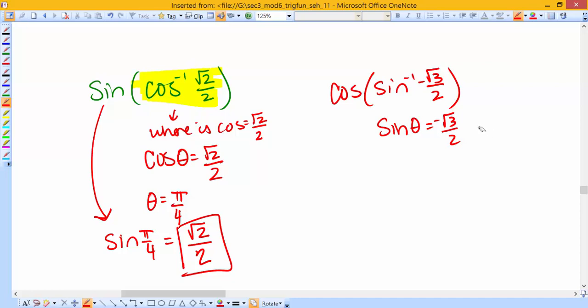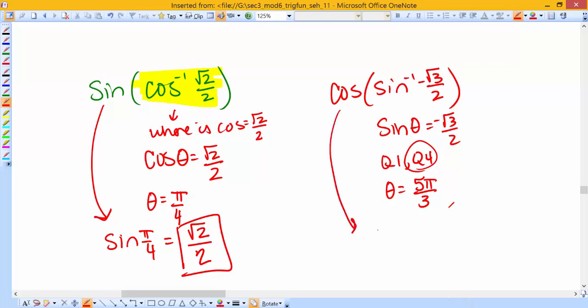Now remember, for sine you are looking in quadrants 1 and quadrants 4. Sine is negative in quadrant 4. Where is sine negative root 3 over 2? Take the time, look. I want you guys to find it. Don't just sit there. Did you guys find it? I hope you have 5 pi over 3. Sine is negative root 3 over 2 at 5 pi over 3.